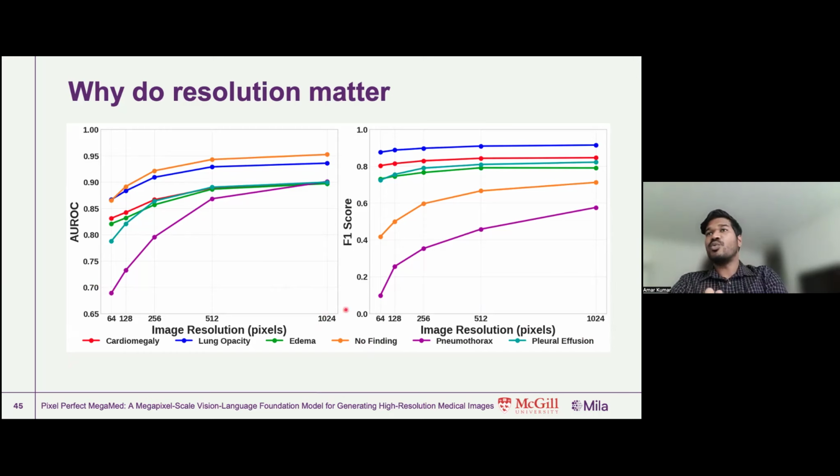And this is done on a one-on-one comparison. So it's exactly the same image that is sampled at low resolution and the exact same image at high resolution. So over here, this is just an intuition to show that resolution matters.